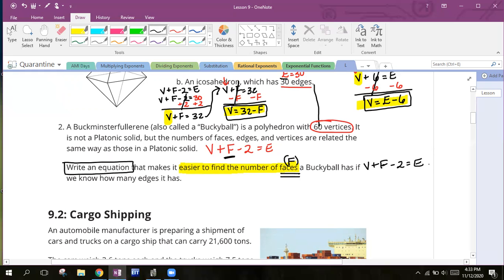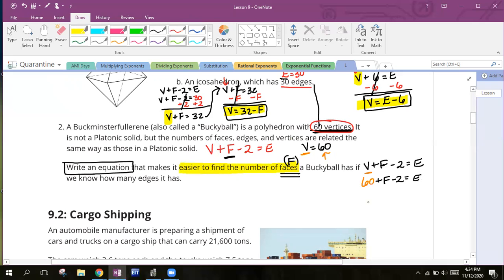All right, so they also told us a very important piece of information earlier on. They told us the number of vertices. So they told us that V equaled 60. So I have an equation, I have a variable, what can I do? Substitute. So everywhere I see a V in my equation, I can substitute it in for 60. So I'm going to go ahead and do that. 60 plus F minus 2 equals E.